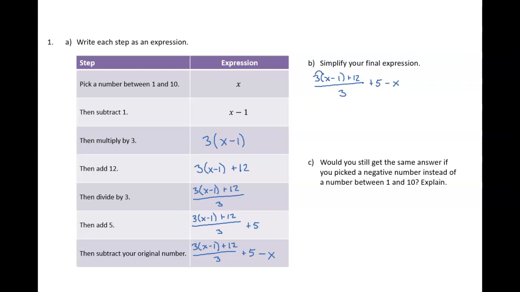So I'm going to distribute the 3. I get 3 times x is 3x, and then 3 times negative 1 is negative 3. And I bring everything else down.